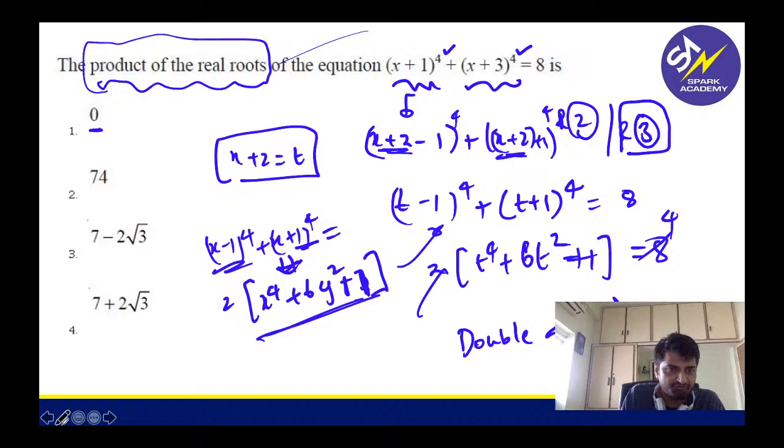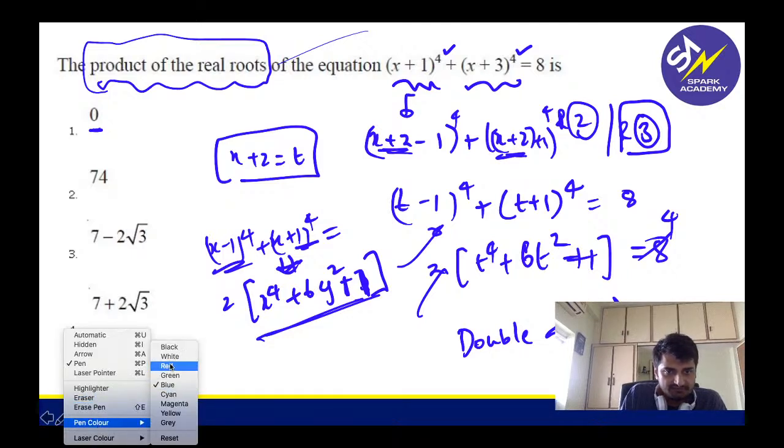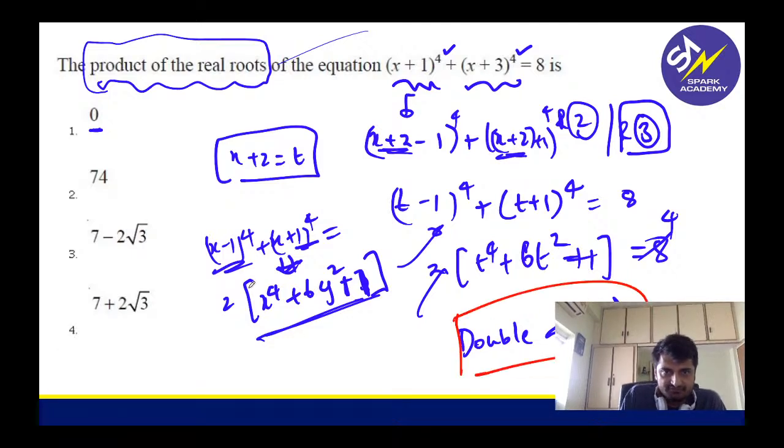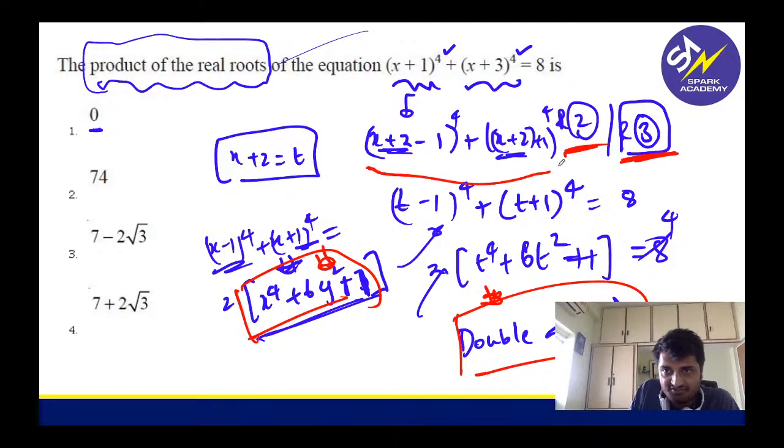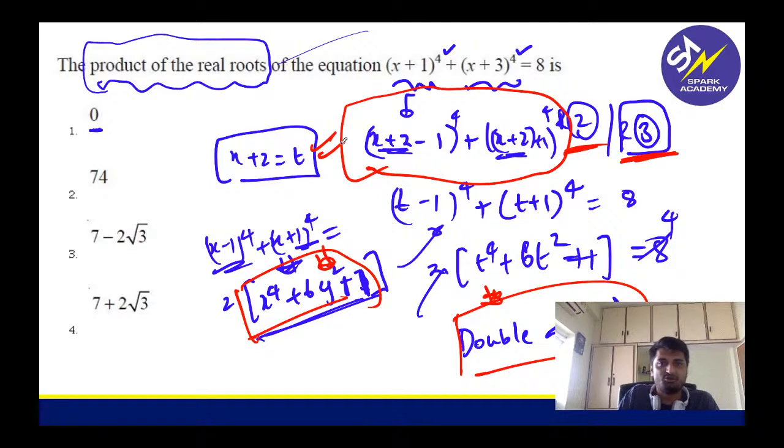This is one red flag for me, knowing this formula. So 2 red flags I have. That is why I said it is round 2 or round 3. Again, this is also a red flag: some of you might not get the idea that you have to put x plus 2 equal to t, right?